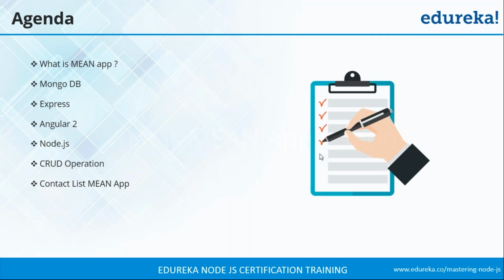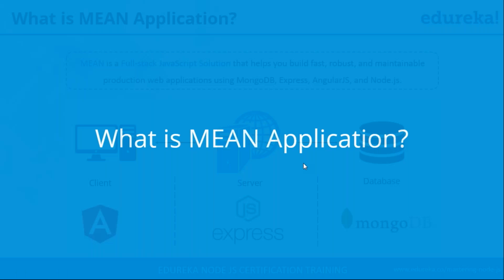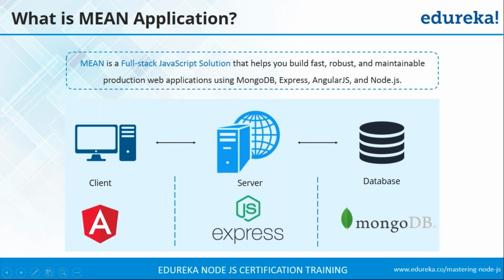So let us start with the very first topic of today's session, which is what is a MEAN application. MEAN stack refers to a collection of JavaScript based technologies used to develop web applications. So from client to server to database, everything will be based on JavaScript. If you see the diagram, which shows a simple client server architecture that we'll be following in our MEAN application, you will find Angular 2 that we'll be using for our client-side development. Then we will be using Express, which is based on Node.js, for our server-side development. And at last, we'll be using MongoDB as our database. So this is the architecture that we'll be following.